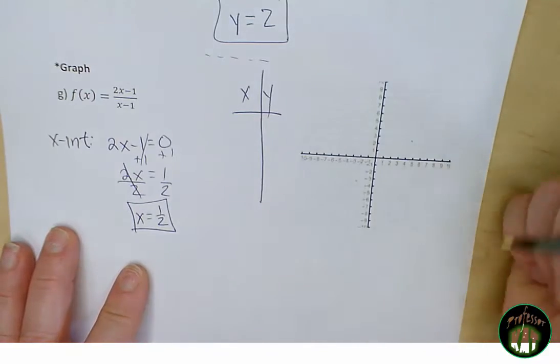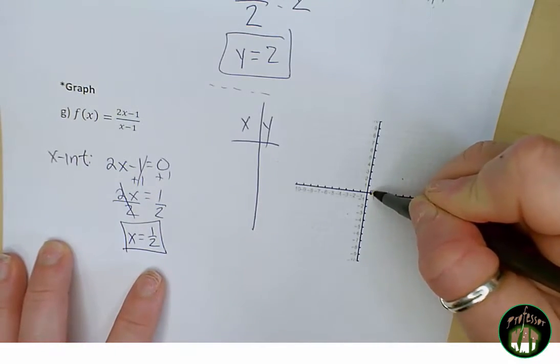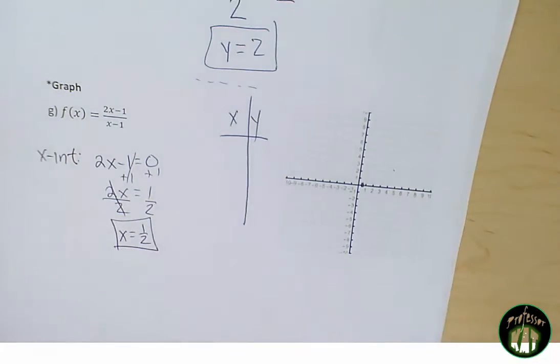So that means we have one x-intercept. It's going to be right over here at a positive 1/2. I'm going to go ahead and plot that.